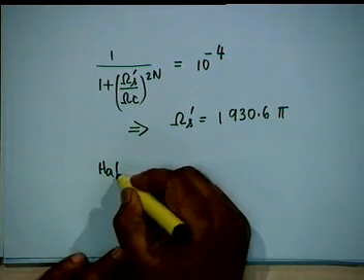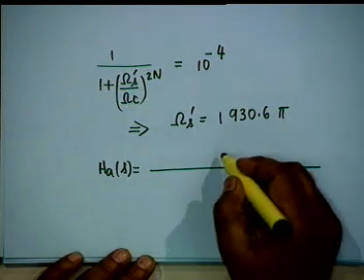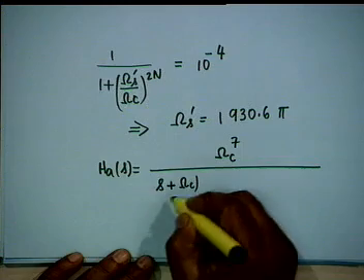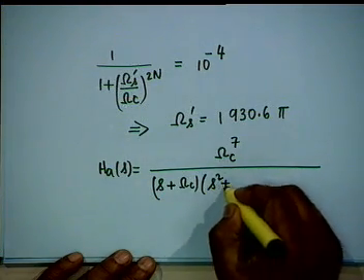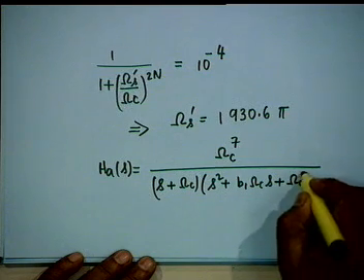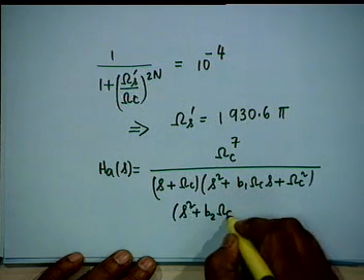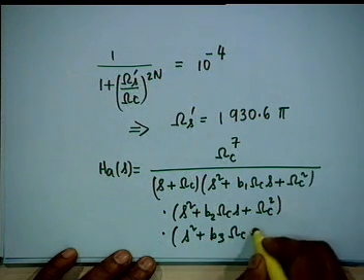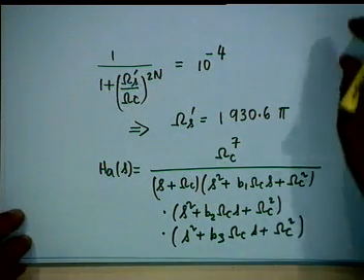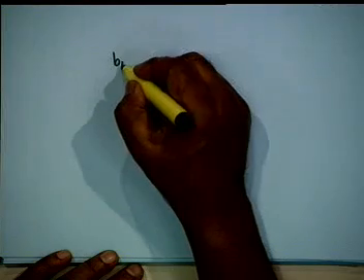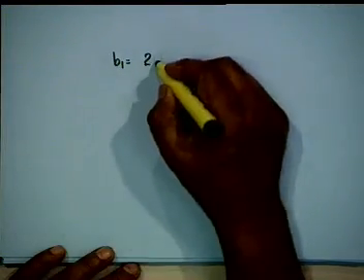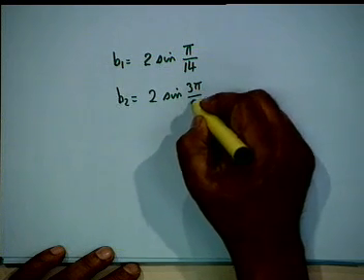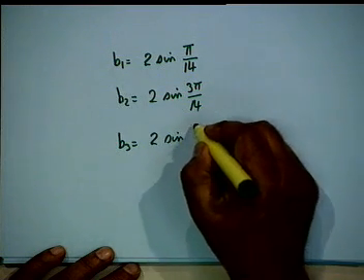All right. And in addition, now you can find out H_A(s). The numerator would be omega c to the power 7, where omega c is 1000 pi, and the denominator is (s squared plus b1 omega c s plus omega c squared), (s squared plus b2 omega c s plus omega c squared), multiplied by (s squared plus b3 omega c s plus omega c squared). And you have to find out b1, b2 and b3. b1 would be equal to twice, do not forget this factor, twice sine pi by 14. b2 would be twice sine 3 pi by 14 and b3 equal to twice sine 5 pi by 14.